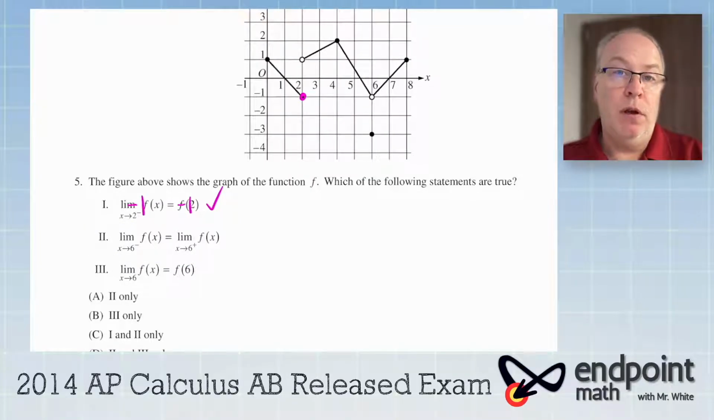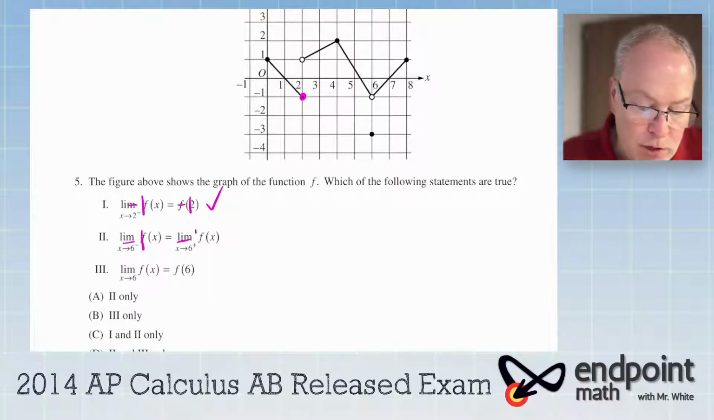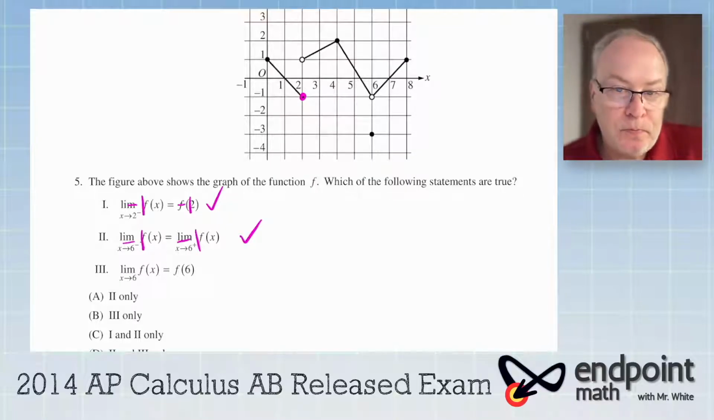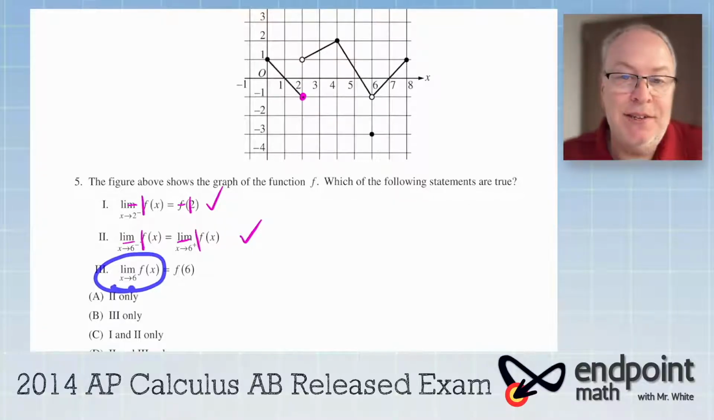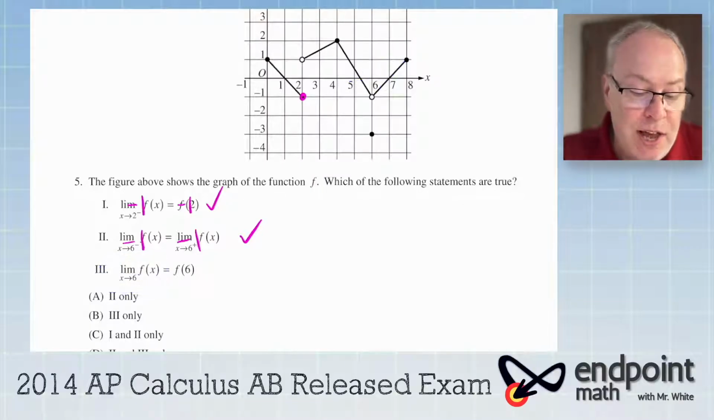What about 6 from the left equaling 6 from the right? Remember, this is one of those tests for whether a limit actually exists there. Does the left equal the right as we approach 6? It sure does. They're both approaching an output of -1. So once again, -1 equals -1. So that's true. And then on this last one, does the limit exist at 6? Well, let's see. Does the left equal the right? Yeah, we just said they're both -1.